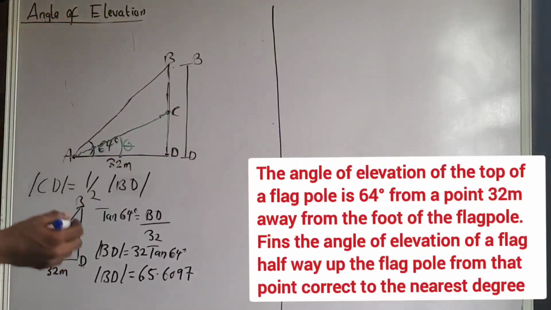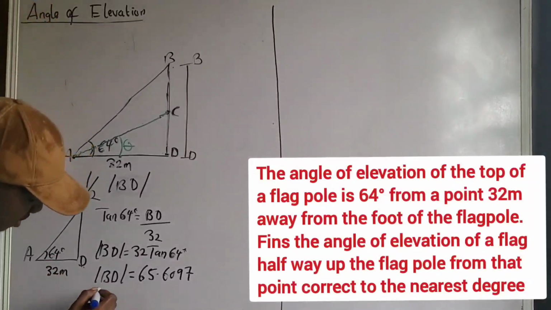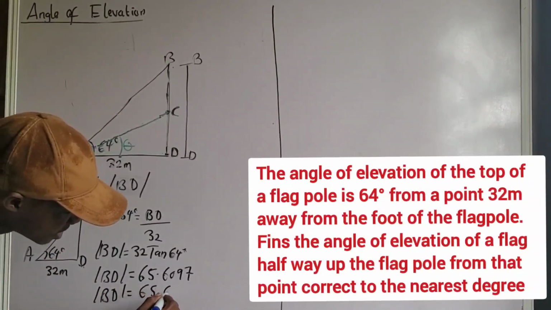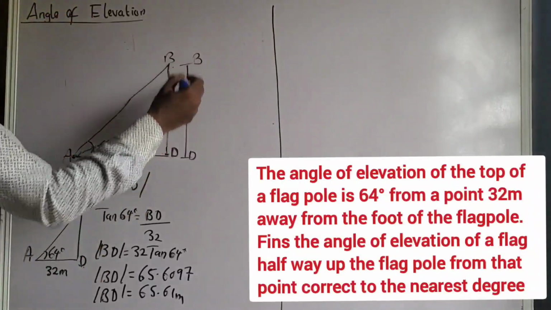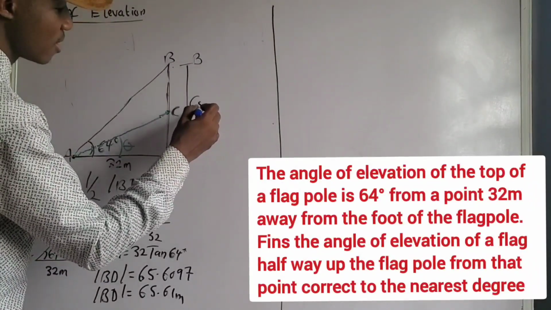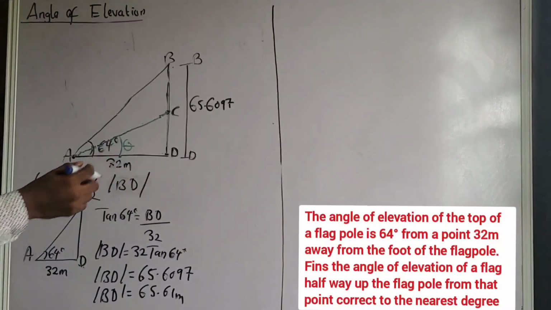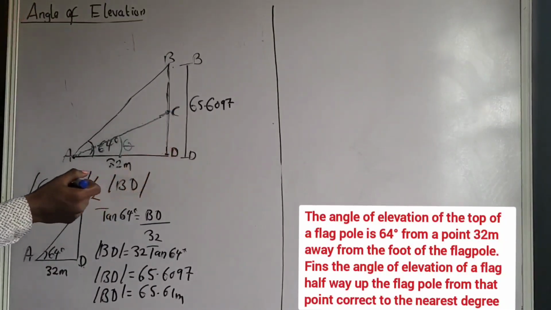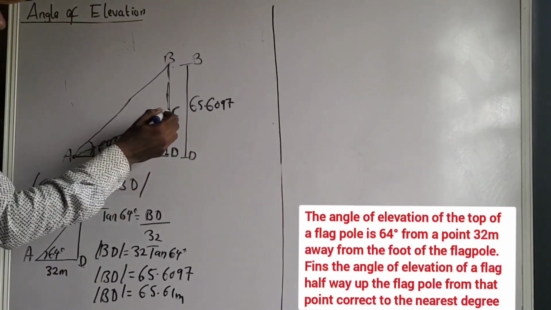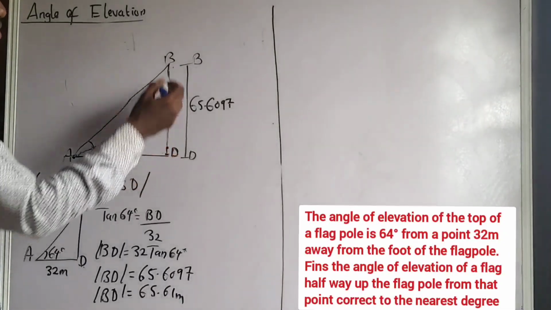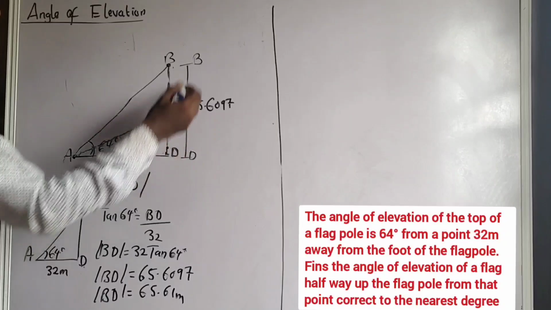Okay, let us approximate it to two decimal places. So line BD is equal to 65.61 meters. The total length here is 65.6097. Please listen carefully: divide this by 2, because the point here is half of the flagpole. This is the flagpole.